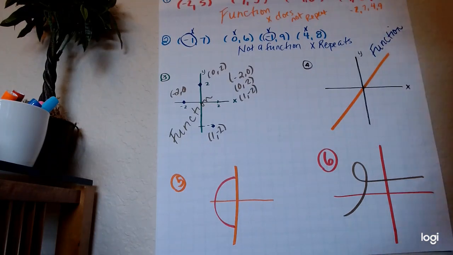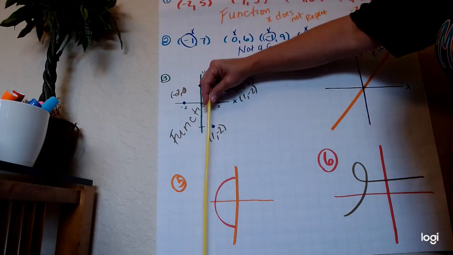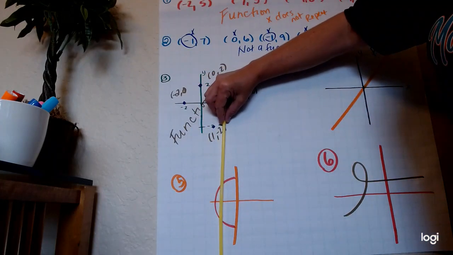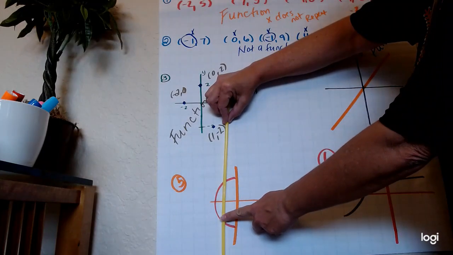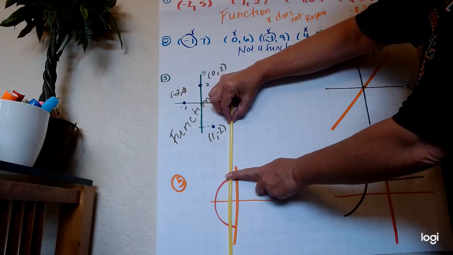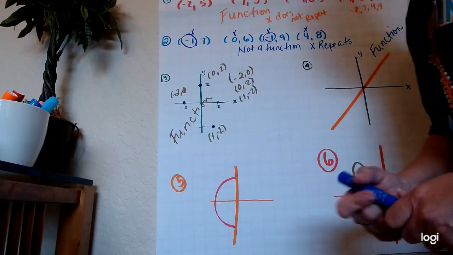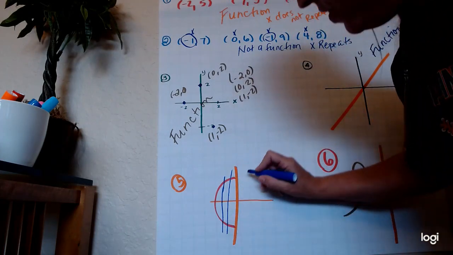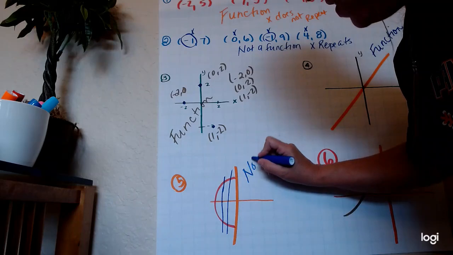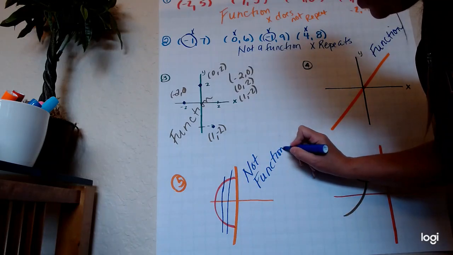All right. How about this one? It's the red. I'm going to take this and I'm crossing. Uh-oh, what do you see? It's touching X here, and it's touching X here. Right here, it's touching X here, and X here. Because it's touching X in more than one spot, see how it's touching X here and here, this is not a function. It touches X in more than one place.